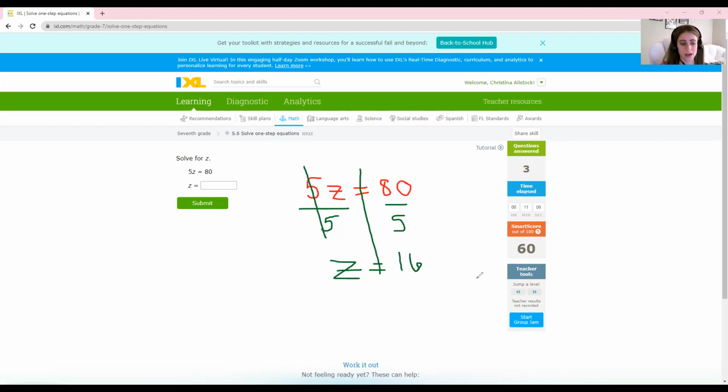16. And that's one that you may not know off the top of your head. So remember, that's when you can set up your division problem. 80 divided by 5. 5 can go into 8 one time, with 3 left over. So 5 can go into 30 6 times, and looky there, there's that 16 that I just got.